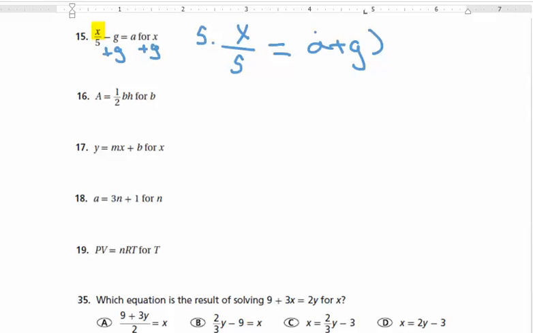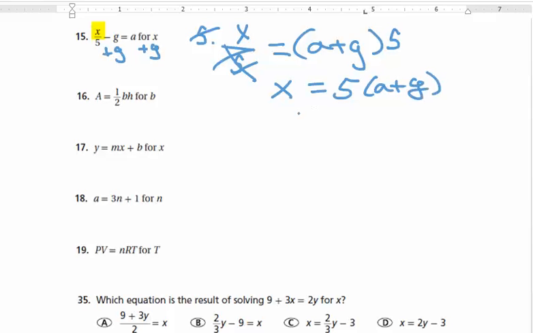Now remember that on this side you have to put parentheses around that, and those are going to cancel somehow. So x equals, you could either leave it as 5 times a plus g, or you could do the distributive property and leave it as 5a plus 5g. This is all number 15 still.